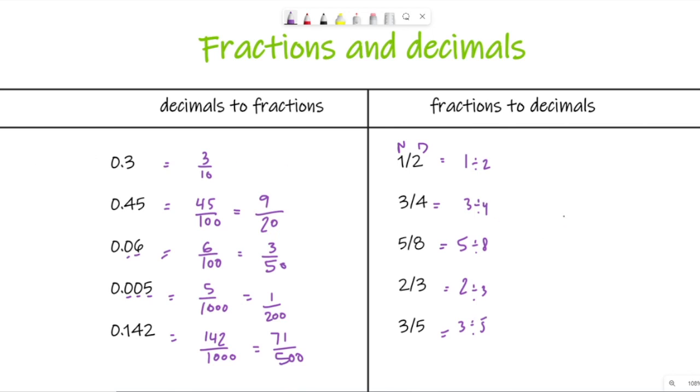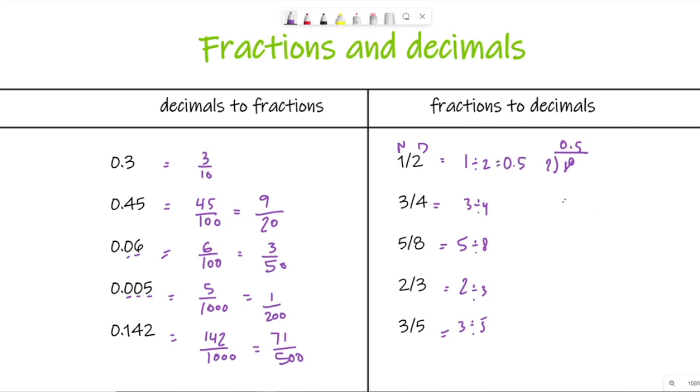So 1 divided by 2, let's do it. How many 2s go in 1? 0. So we'll bring a 0 now because it's alone. With the 0 we bring a decimal. How many 2s go in 10? 5. It's over, so it's just 0.5.